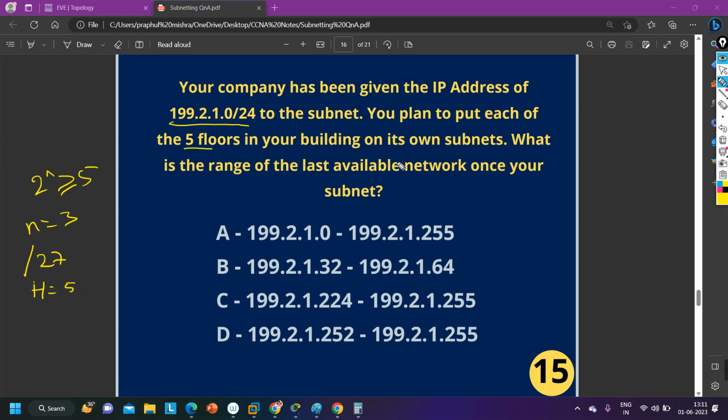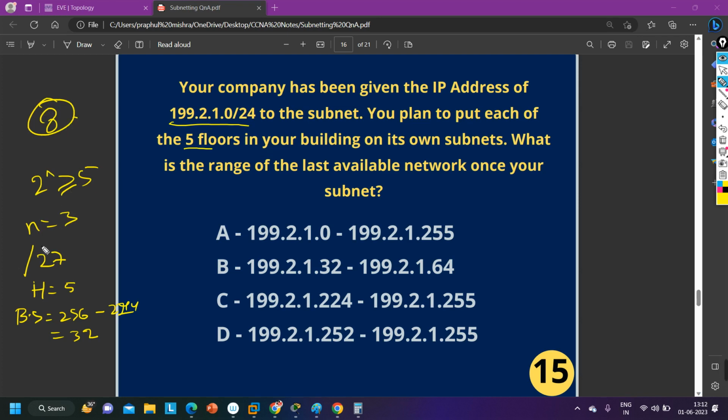Okay, so the h value will be 5. Now what do I need to find? The range of the last available network on the subnets. Okay, so my block size will be 256 minus 224, that will be 32. Block size is 32, and the number of networks I will get is 8.